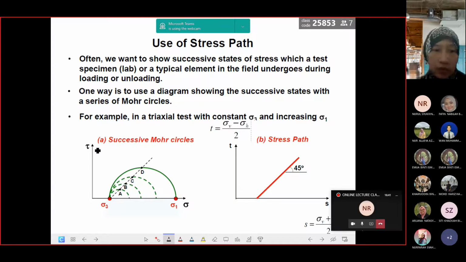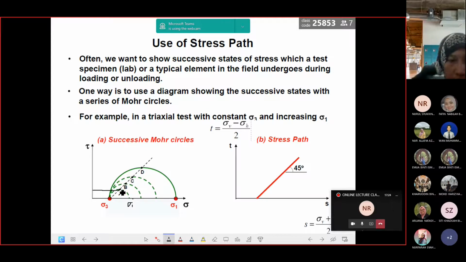If you look at this graph on the left side, the graph here is a set of successive Mohr circles. Let's say sigma 3 is constant, and then you start having a few samples A, B, C, and D. Each sample, as you can see, shows a different sigma 1 until you have the maximum sigma 1 at sample D. It means you apply a different sigma 1 from each axial load acting on the sample, assuming sigma 3 is constant. So you will see the increments of sigma 1, and from each circle, you get the maximum shear stress.